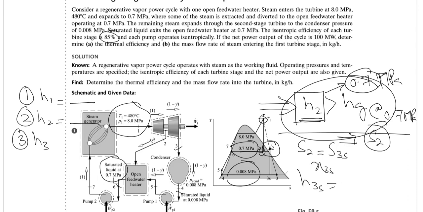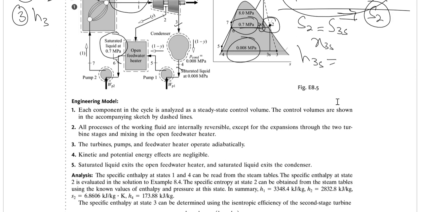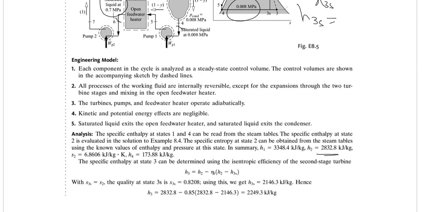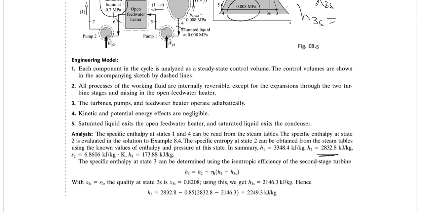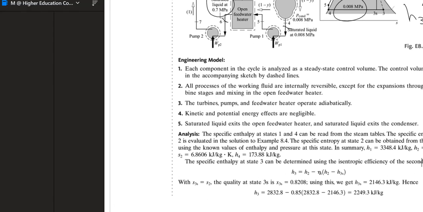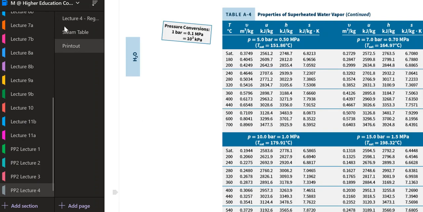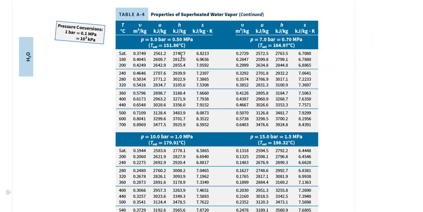So let's check it in a steam table. For example, I've got the pressure of 0.7, and I've got the enthalpy 2832.8. Using this pressure and this enthalpy, let me check what the entropy would be. Using the superheated steam table at 0.7 megapascal, let me find the enthalpy, which is 2832. That would be somewhere over here, this one.